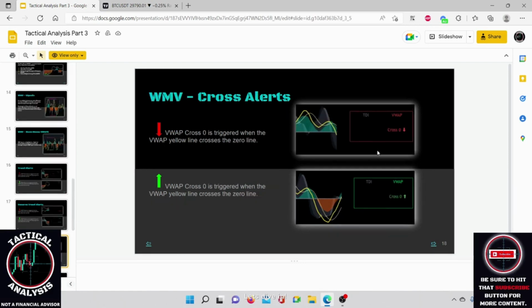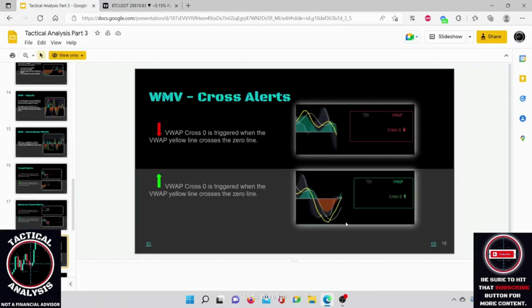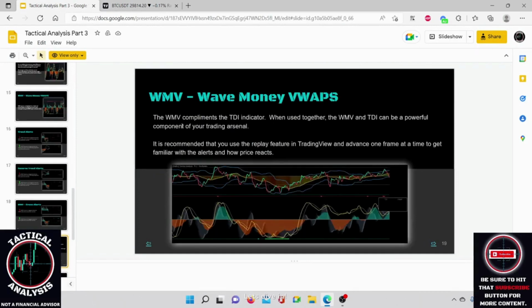The cross alerts, VWAP cross 0, is triggered when the VWAP yellow line simply crosses the 0 line up and down, right? We see it simple on here, VWAP crossing the center line to the upside and to the downside, okay? So if and when this crosses the 0 line, you will get that signal shown here, okay? You will get that signal here, the VWAP cross, okay?